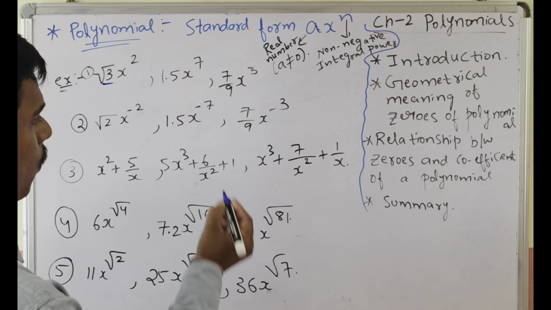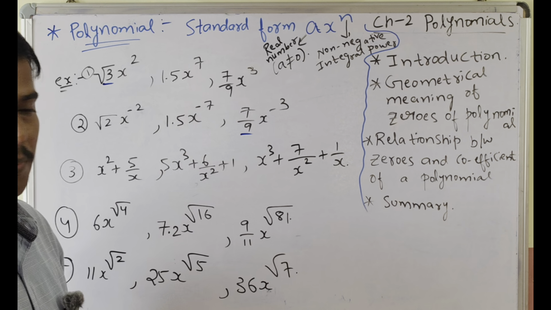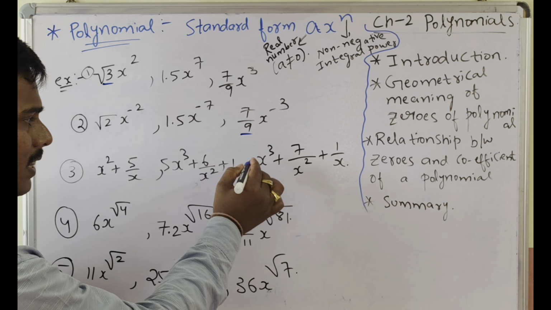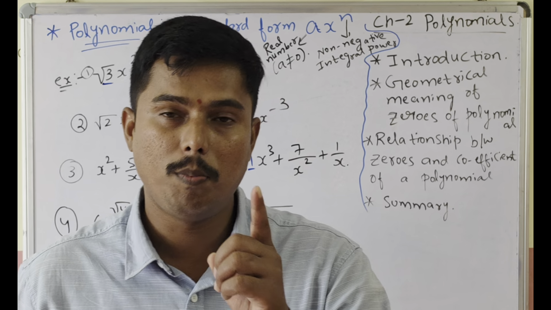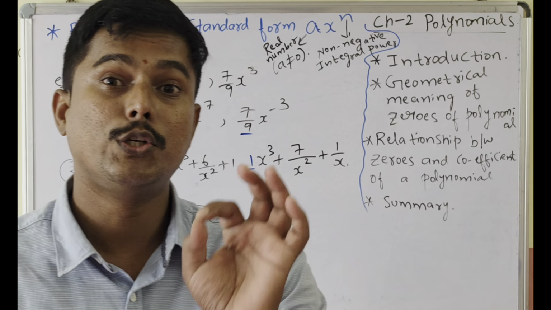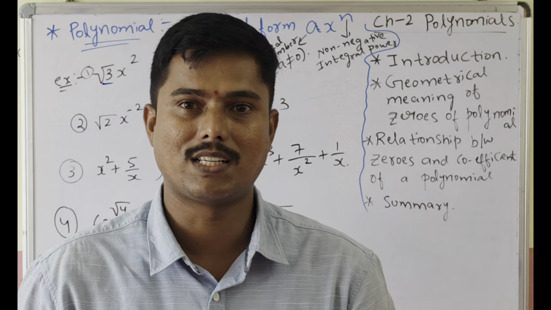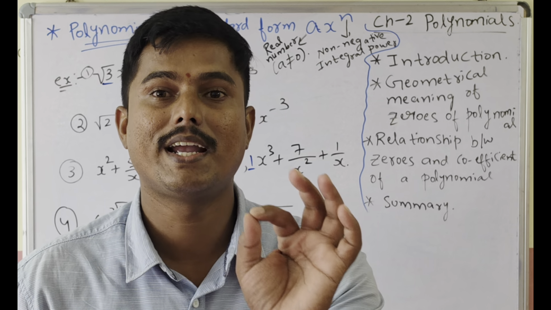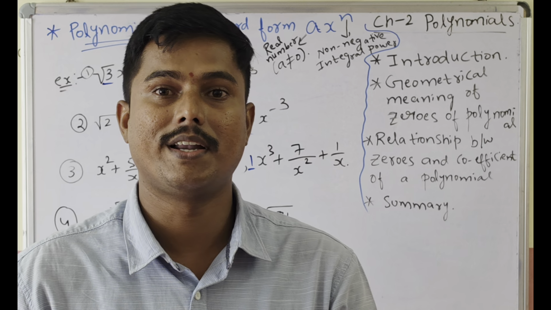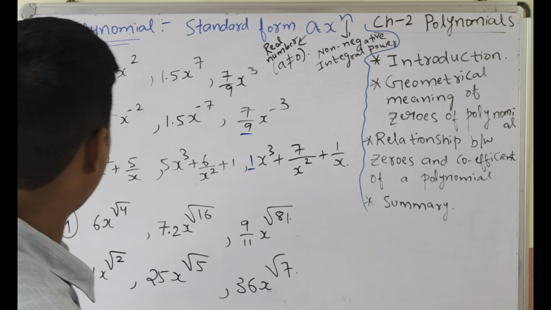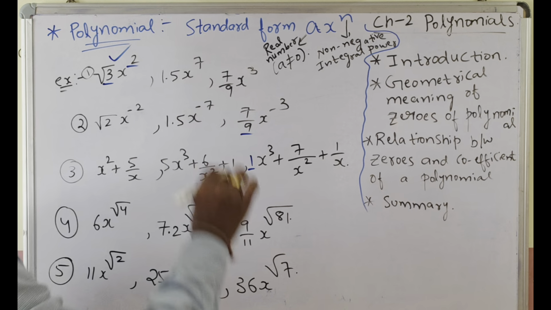Now, if you see here, what is this? a is 7 by 9. Let us say, sorry, nothing is there. Yes, nothing is there means 1 by default. Is it correct? Yes, very good. But the problem in polynomials is that you should check the power of the variable x. The power should be a non-negative integral power. If you see here, the power is 2. So it is a polynomial.